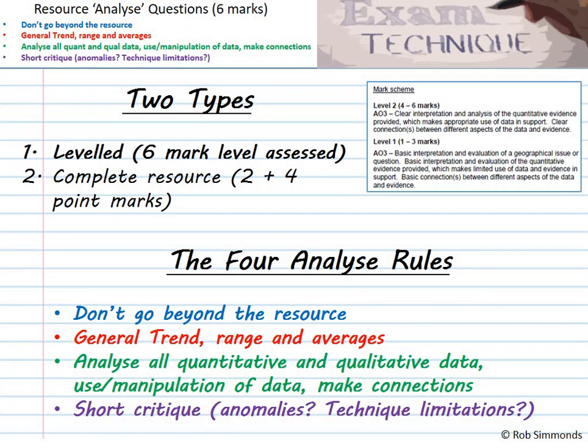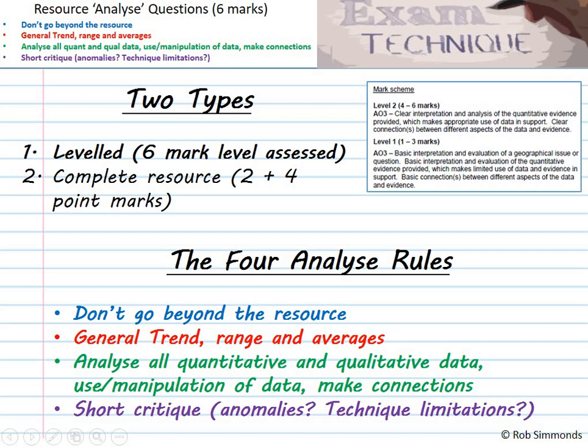So you're going to come across 2 types of 6-mark analyse questions. The one we're going to look at today is a levelled 6-marker, which means you'll be assessed on whether your answer is clear and level 2, or whether it's basic and therefore level 1. The other type, which you'll need to see in a different talk through, is where you have to complete a resource. It might be that you complete a stats test like chi-squared or Spearman's rank. You'd get 2 marks for completing the resource and then 4 marks for your analysis of what you can see.